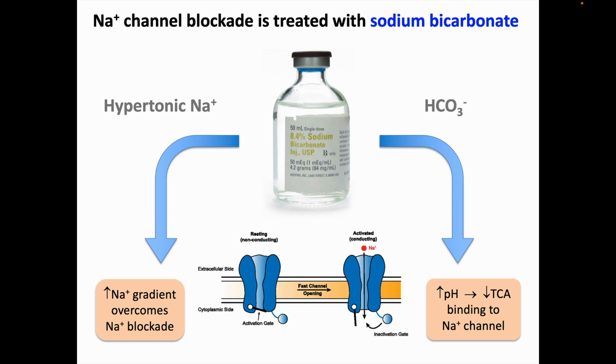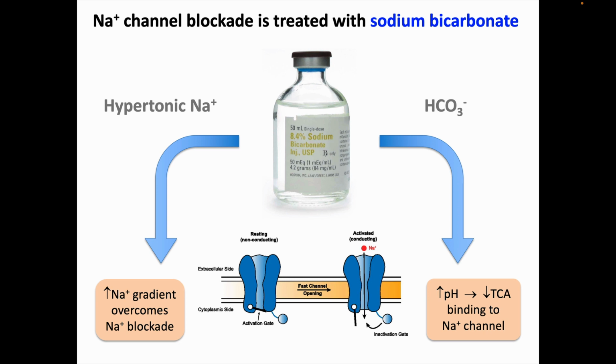It would be possible, for instance, to simply give hypertonic sodium chloride to help overcome the sodium channel blockade by the same mechanism. But using sodium bicarbonate allows us to also use another mechanism. The binding of sodium channel blocking drugs to the sodium channels is pH dependent, and they tend to bind better at a lower serum pH.